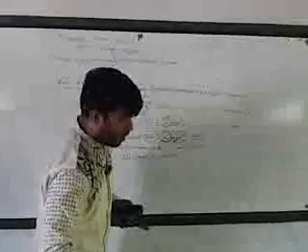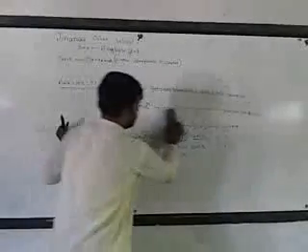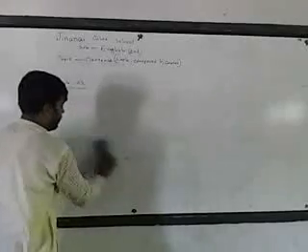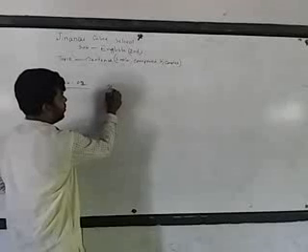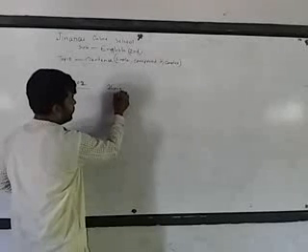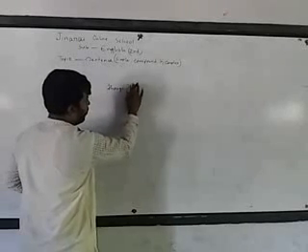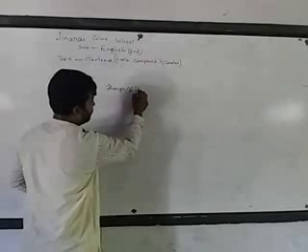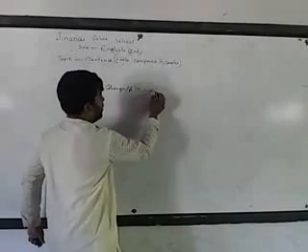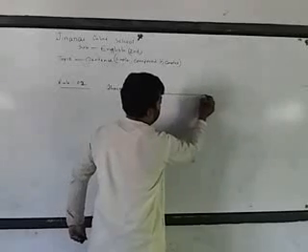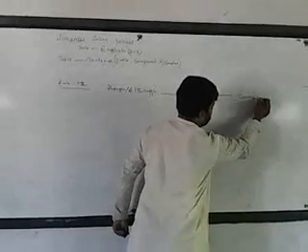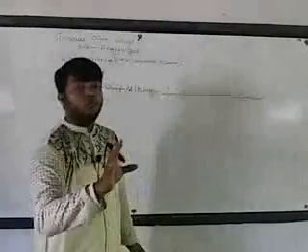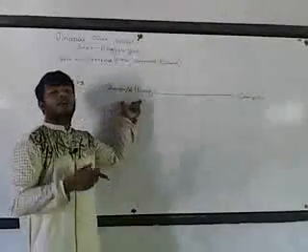My dear students, now I am going to rule number 2. Whenever you find "though" or "although" in any sentence, it is the rule of a complex sentence. It will be a complex sentence. Whenever you find in any sentence "though" or "although," it will be a complex sentence.